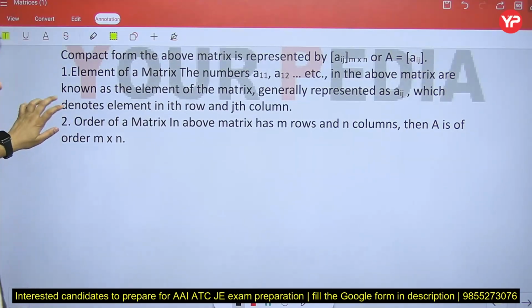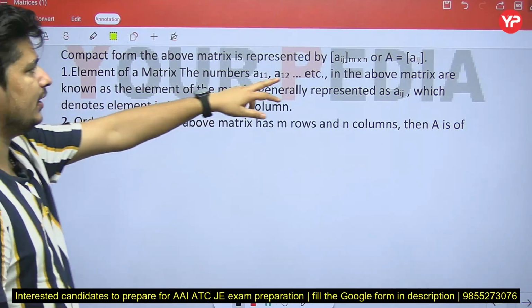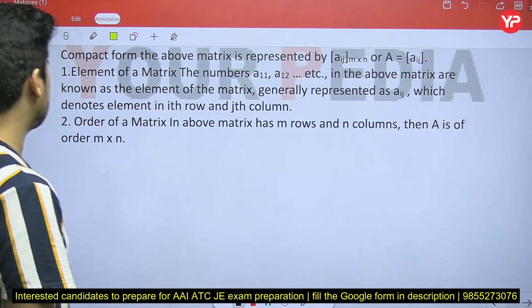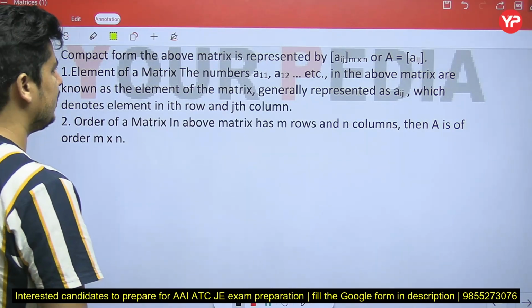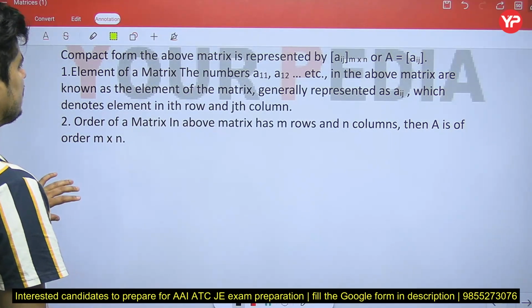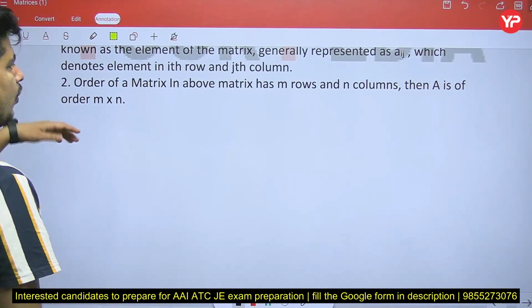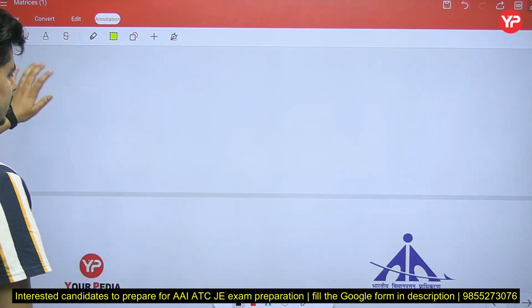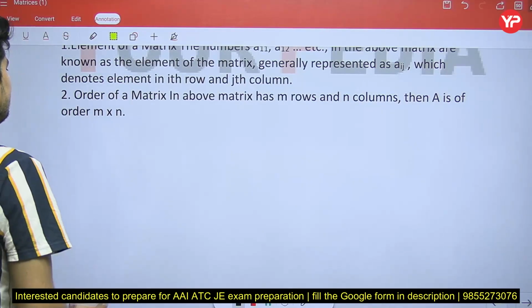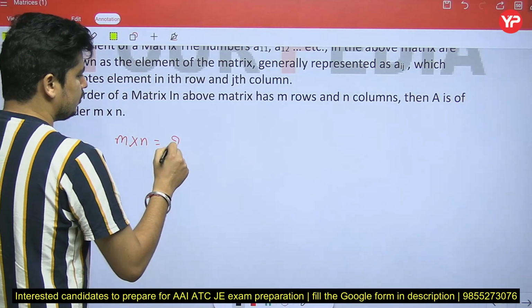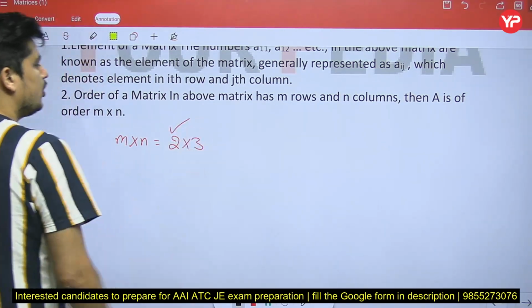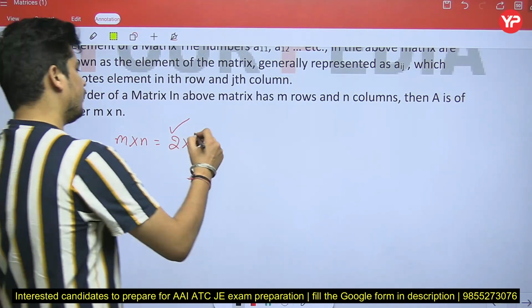So the compact form of the above matrix is represented as Aij, m cross n, and A is equal to Aij, right? Element of the matrix: the numbers A11, A22 in the above matrix are known as the elements of a matrix, generally represented as Aij, which denotes the element in the ith row and jth column, right? Order of the matrix, I already discussed these things with you. So whenever I define that a matrix has order m cross n equal to 2 cross 3, it means it has 2 rows and 3 columns, right?